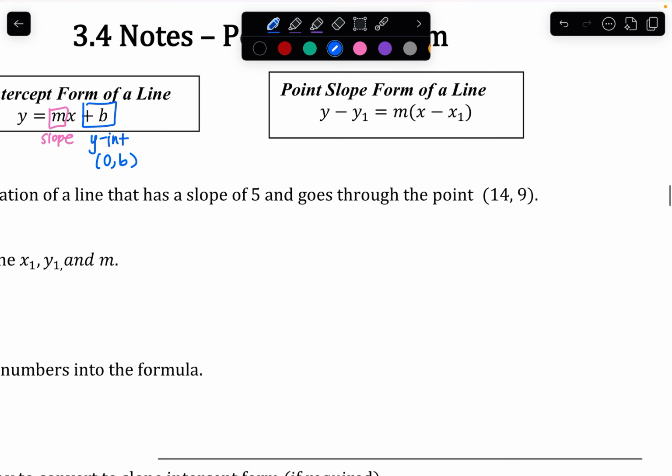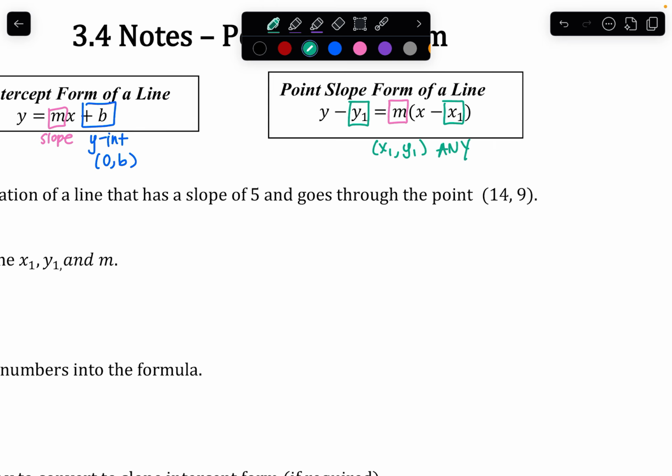Okay, so for point-slope form, you still have the slope, but now we have this x1, y1, and that's just any point on the line. So it's great when we don't have the y-intercept and we have some other point.